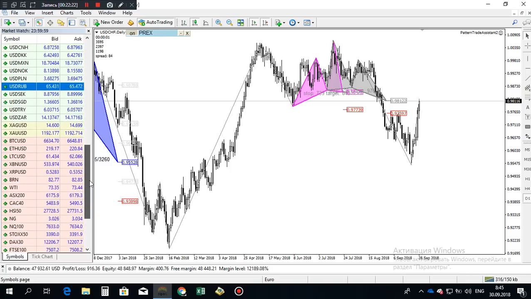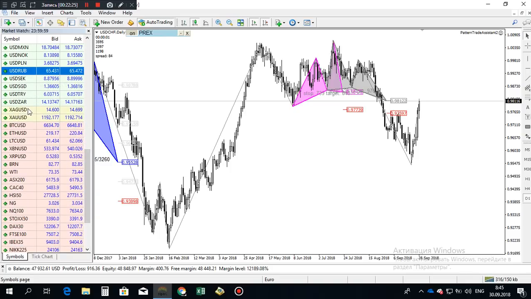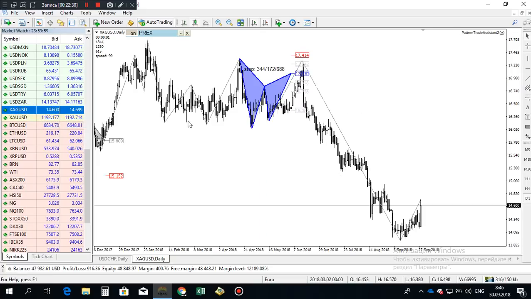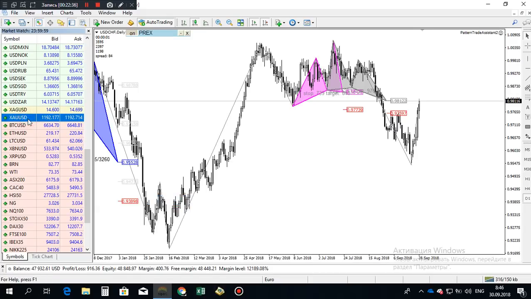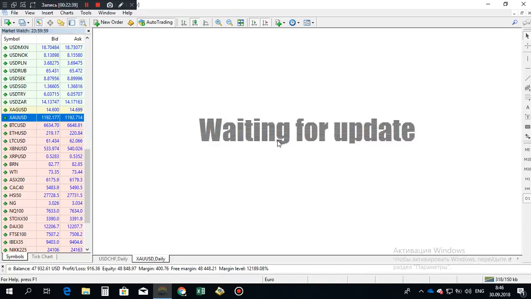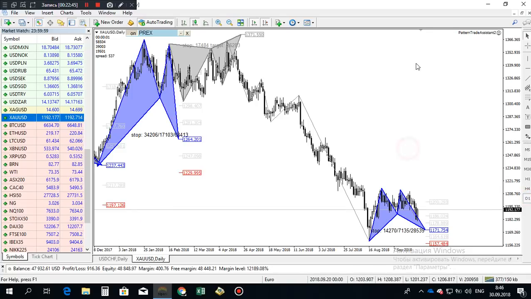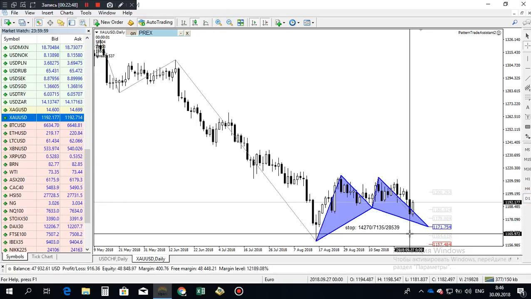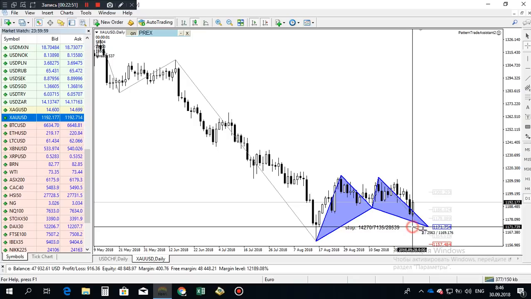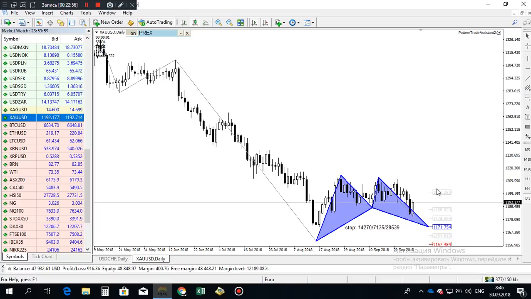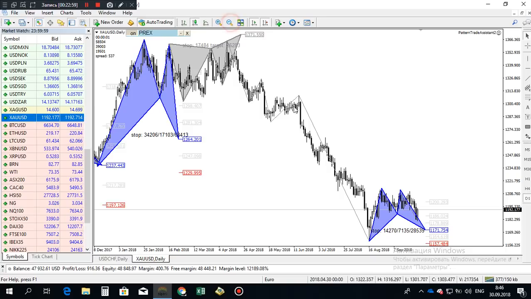Now, what else do we have? Let's go to check silver. Nothing on silver. Checking gold. Okay, a potential unified Gartley on gold, daily time frame, a very good unified Gartley with a high probability to have at least some reaction. Okay, so this is daily.